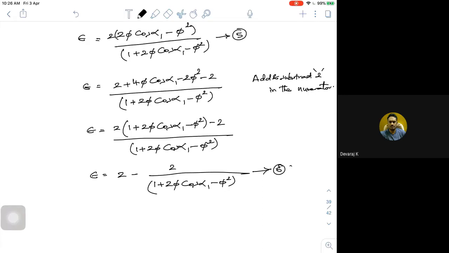This is a special case. Sometimes they may ask this: show that for R equal to 0.5, your utilization factor is a function of only your flow angle and your speed ratio. So for that, we are trying to get an expression. Is that clear? This is one special case that we are looking at.